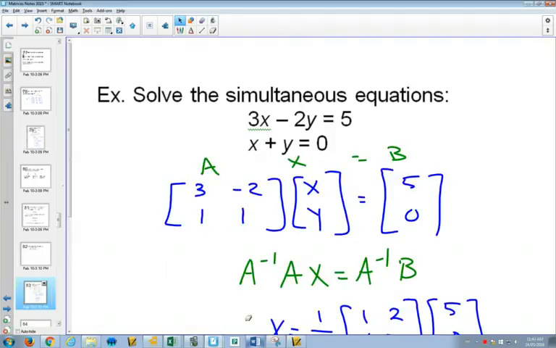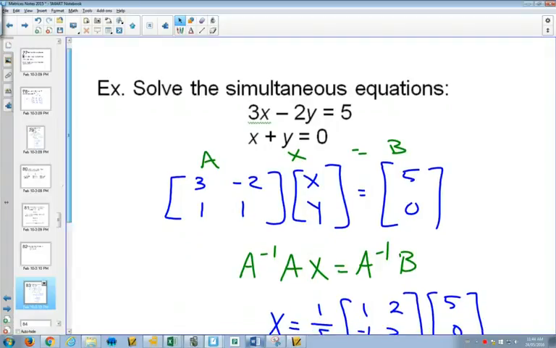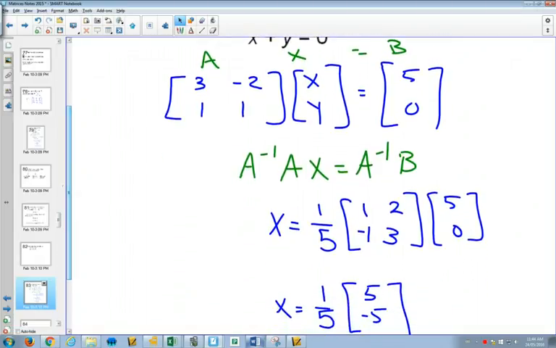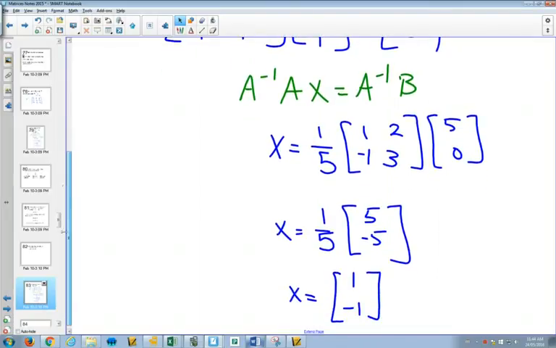All right, here we go. So there's the matrix set up. The inverse. And then there's your answers. X is 1, Y is negative 1.